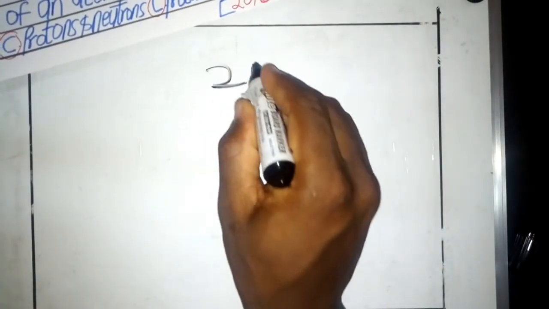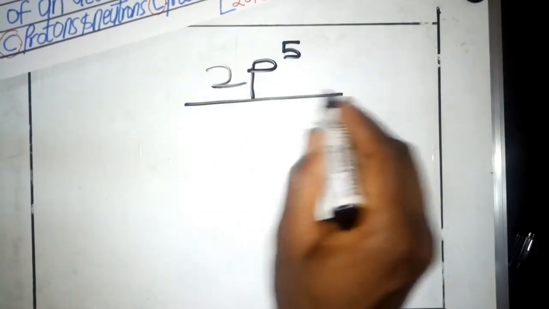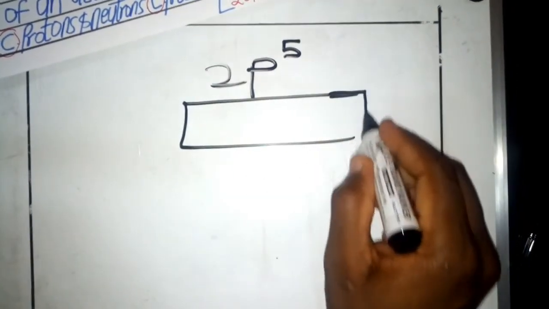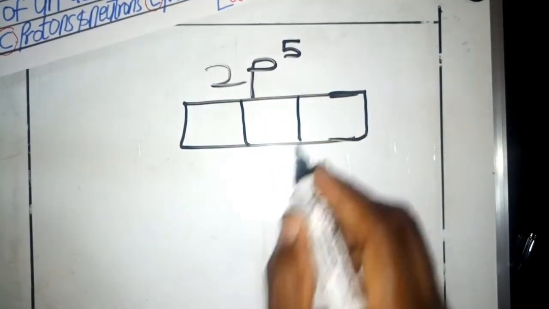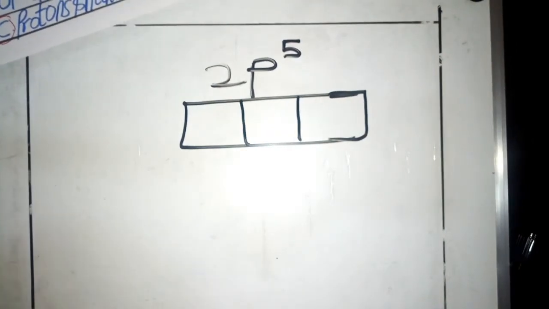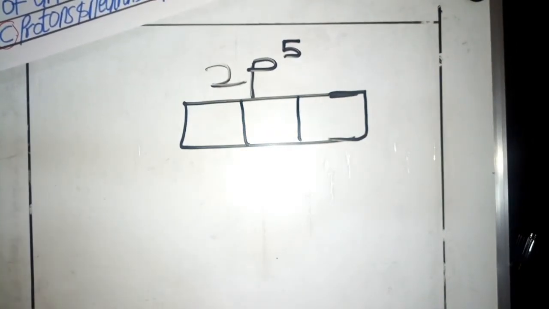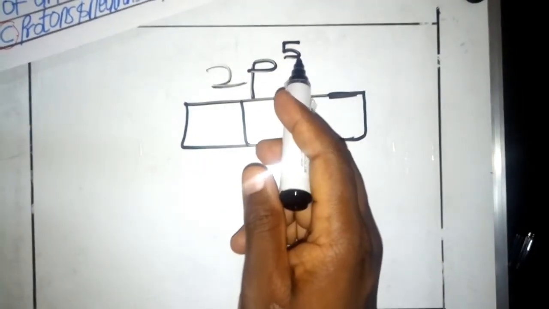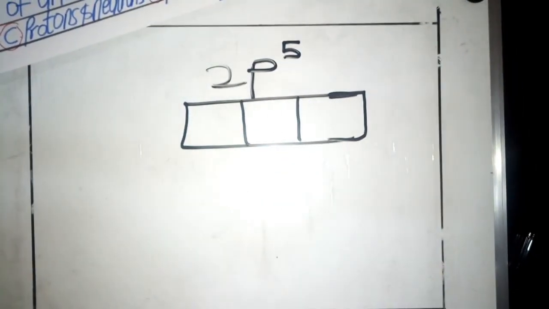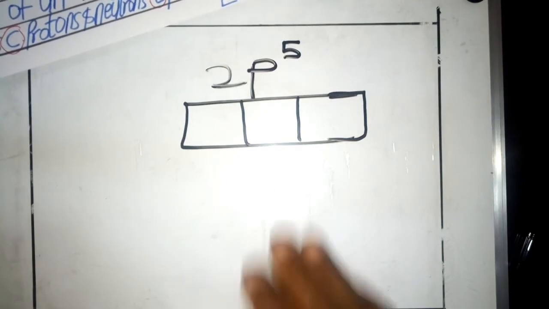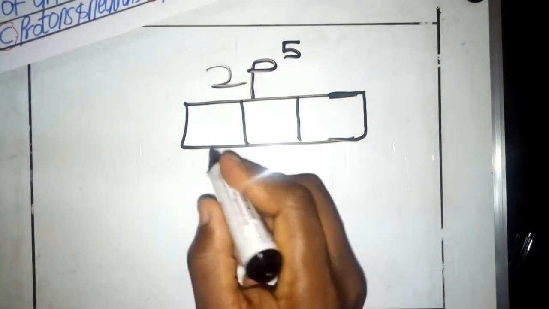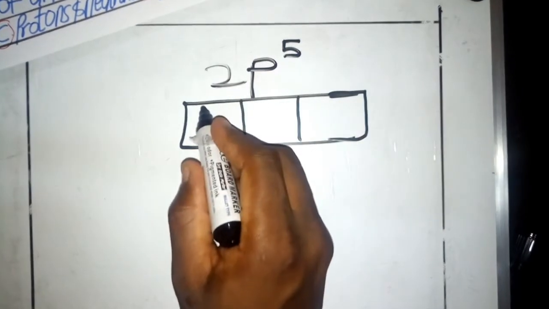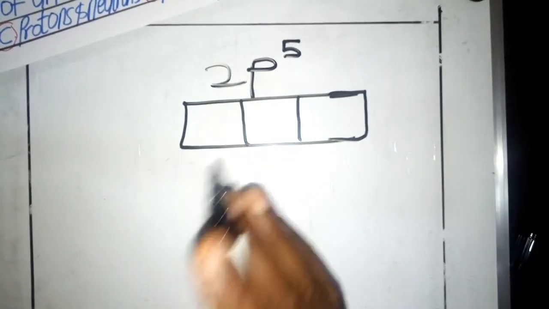So remember, this is for number 7 question. 2p5. This is the p orbital. It can accommodate a maximum of 6 electrons. Each of the shells can take a maximum of 2. So we are looking for the unpaired electrons in its p shell. So we're going to fill them in. Remember, according to Hund's rule, they are filled singly before pairing.